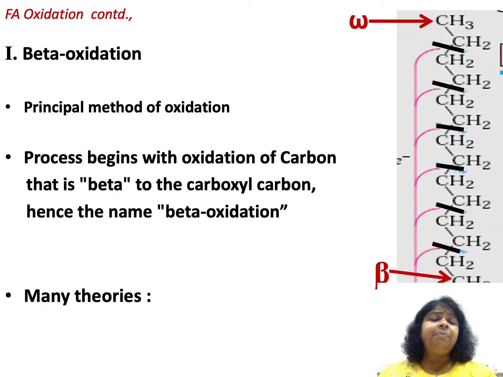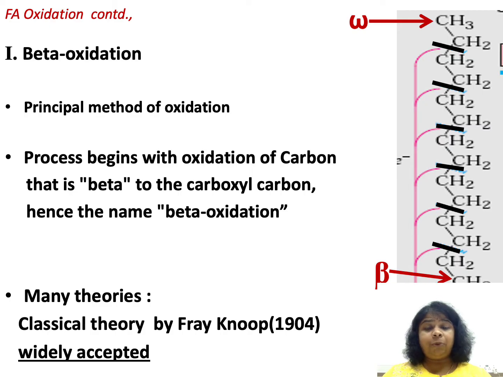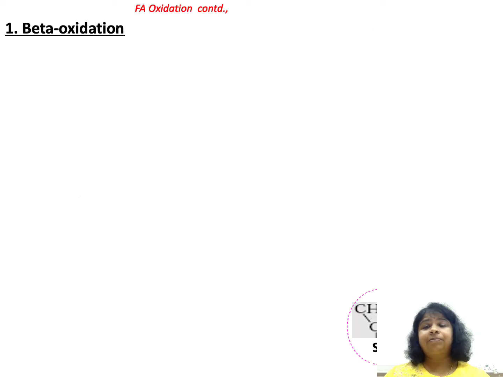The principal and most common oxidation is beta oxidation. This process starts at the beta carbon atom, that is the second carbon from the carboxyl end, and that is why it is called beta oxidation. There were many theories that were put forth, but the main theory that is widely accepted is by Franz Knoop, which was proposed in 1904.